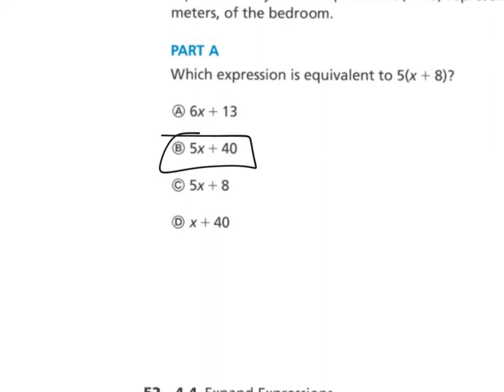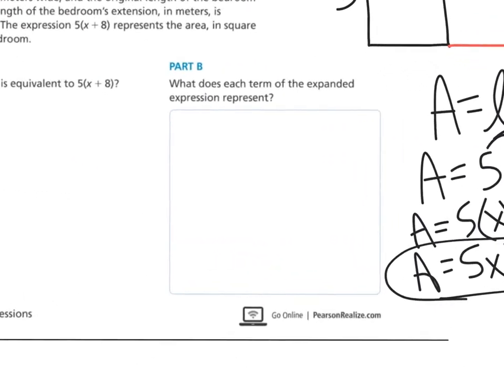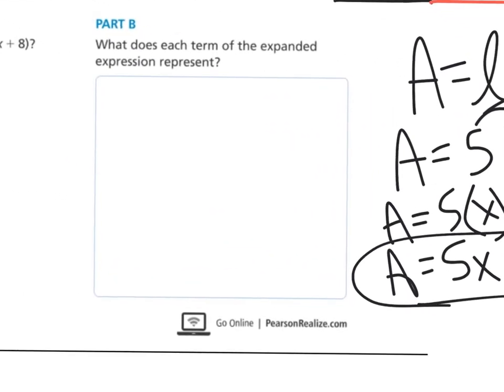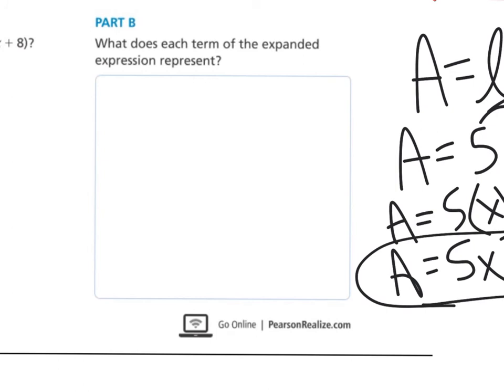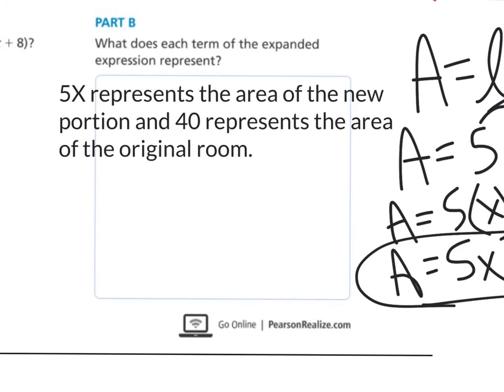And then part B, what does each term of the expanded expression represent? I already mentioned that a little bit. So we could say something like 5x represents the area of the new portion and 40 represents the area of the original room. So this gives you an idea of how to expand expressions using the distributive property.